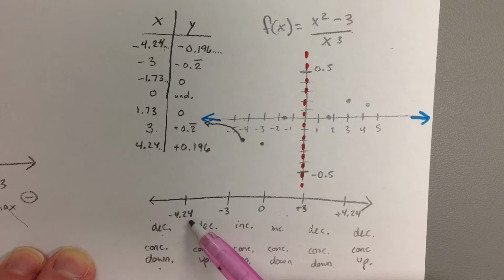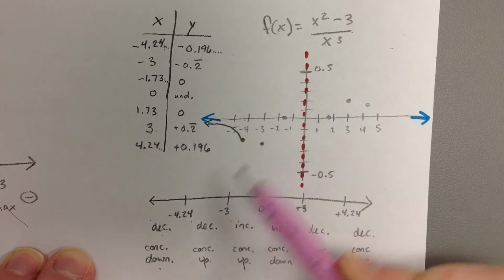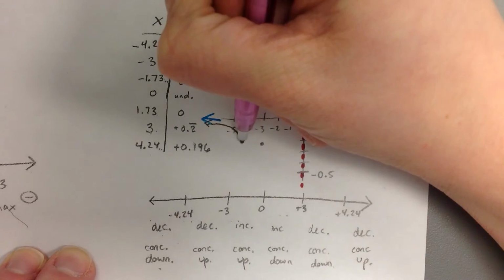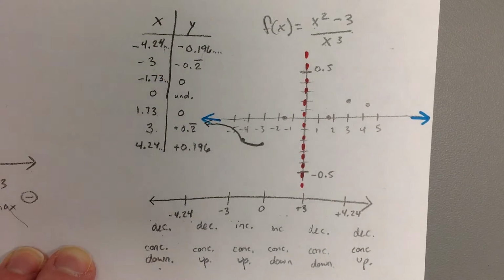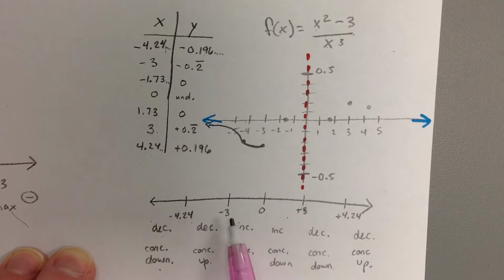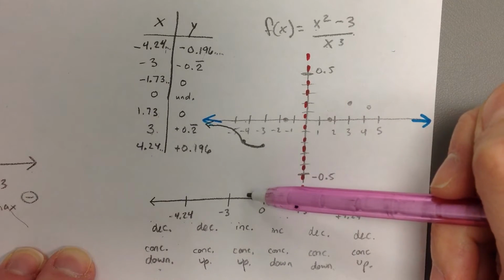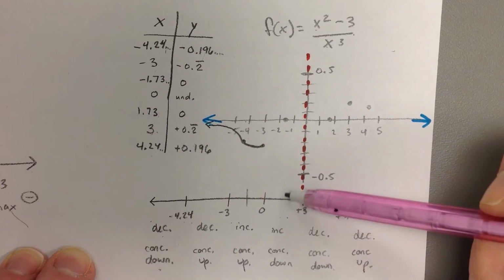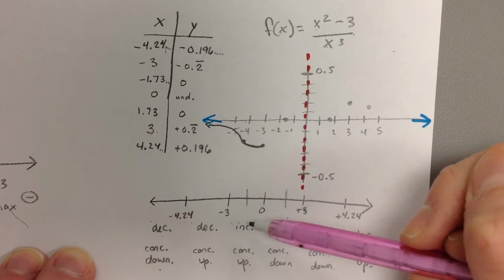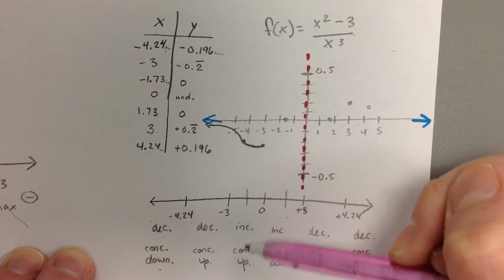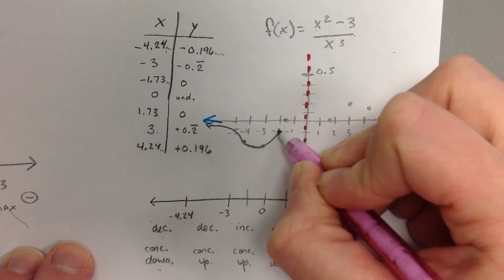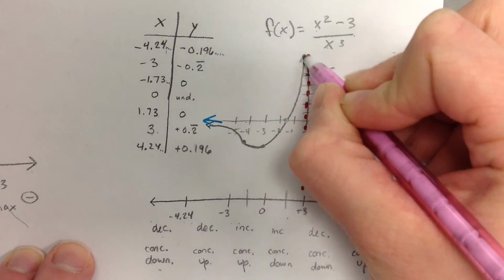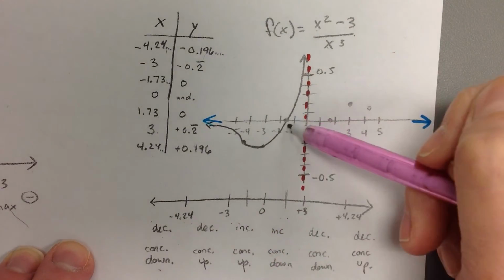Then I go from -4.24 up to -3. I am still decreasing ever so slightly, but now I'm concave up. So I see it's going to do something more like that. Ever so slightly concave up. From -3 to -1.73 is roughly in here. I am increasing and concave up all the way up to my asymptote. Increasing, concave up, there we go, hitting the x-intercept along the way.